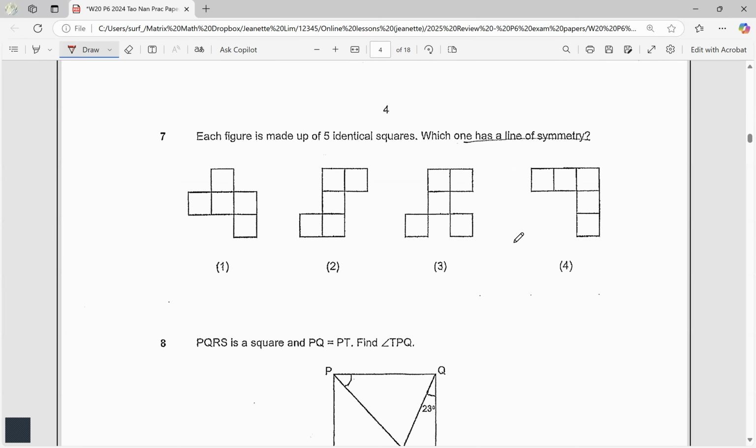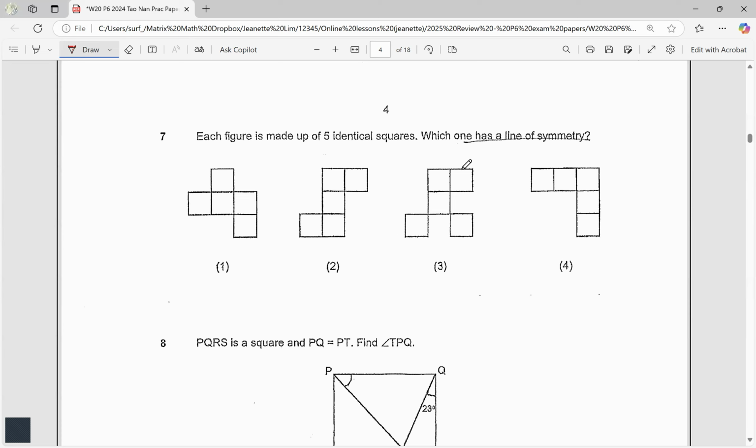Question 7. We have figures with 5 identical squares. Which one has a line of symmetry? So a line of symmetry means that it's like a mirror line. Whatever you have on one side will have to be the mirror image of the other side. Okay, so the first one, there's no line of symmetry. 2, you can cut it into half, but it wouldn't be a line of symmetry because if you cut it this way down, it's not a mirror image.